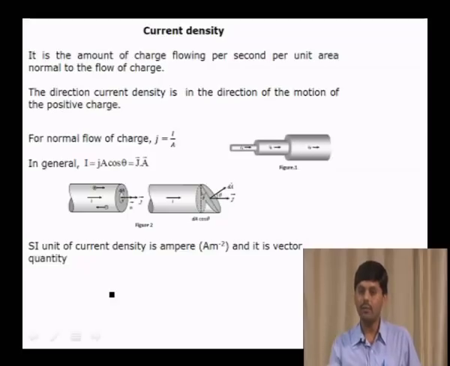Suppose I am given one diagram. In this diagram, the area of cross section at different positions is different, but through the wire the current remains the same. The SI unit of current density is ampere per meter square and it is a vector quantity.